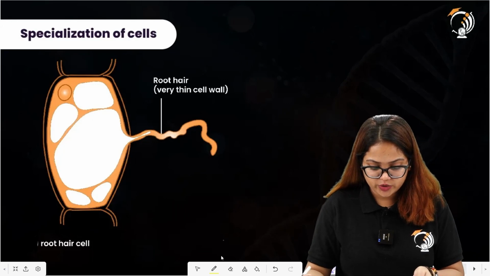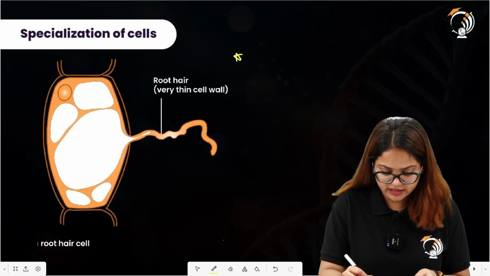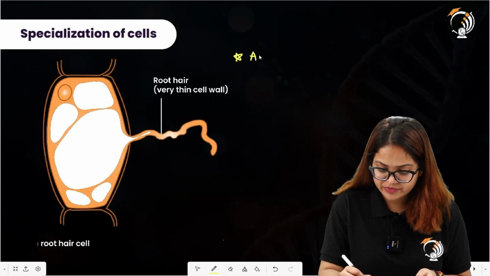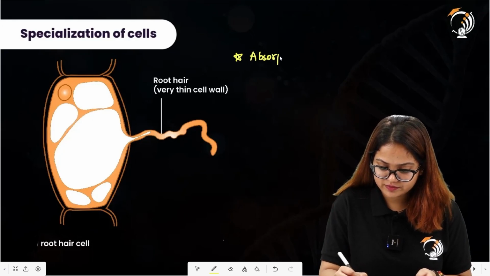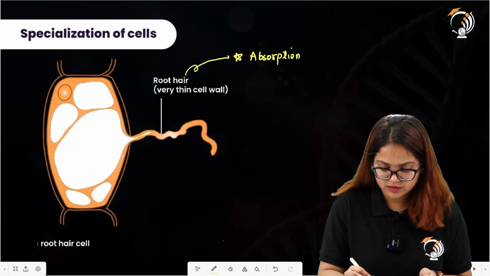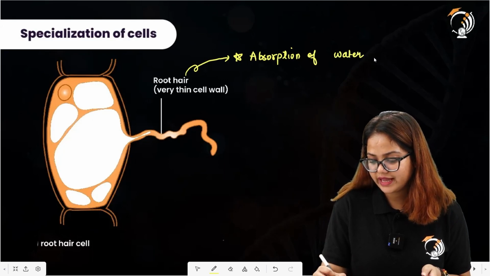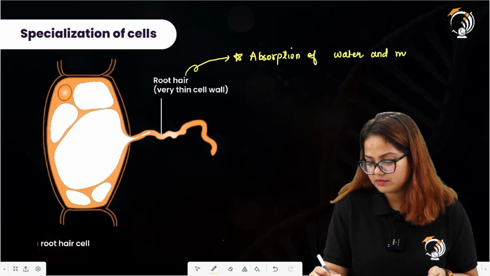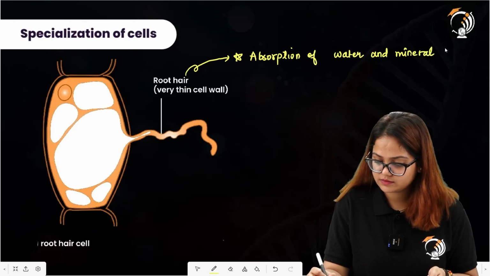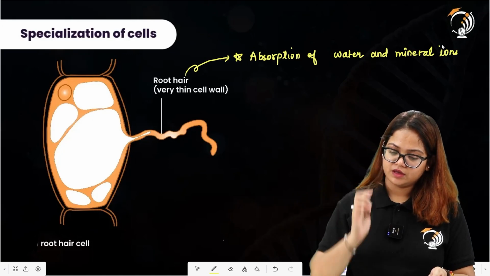So the root hair have very thin wall. All right, so let us talk about that. The root hair cells are responsible for absorption of water and mineral ions from soil.